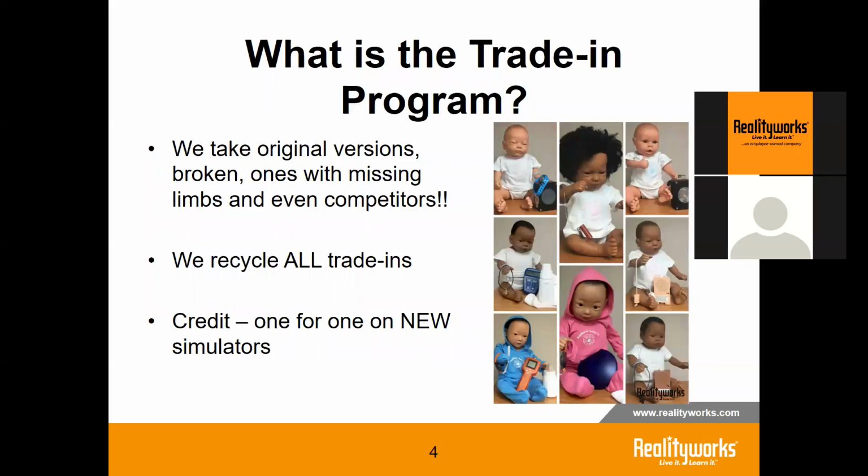So first of all, what is this trade-in program? The trade-in program is something that we offer all year round to any customer who has RealCare Baby. We take older versions of Baby, even if they're original versions. It does not matter if they're broken, if they have parts or pieces missing, or even if there are competitors' versions. What we want to do is have you send those to us so that we can actually recycle the vinyl, and then we will give you credit towards one of our new simulators. So trading in those older versions or broken versions, you do get credit for some of our newer simulators.